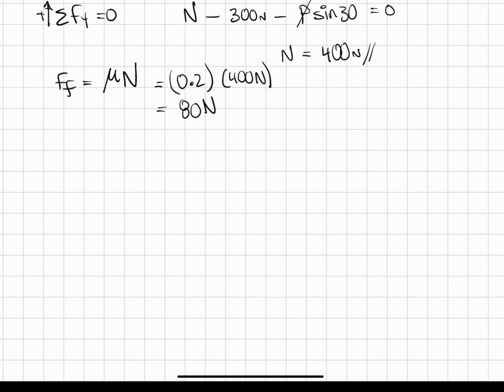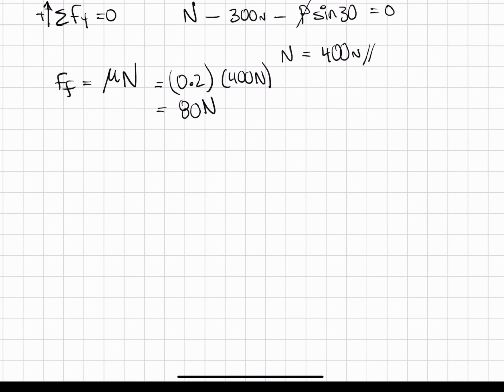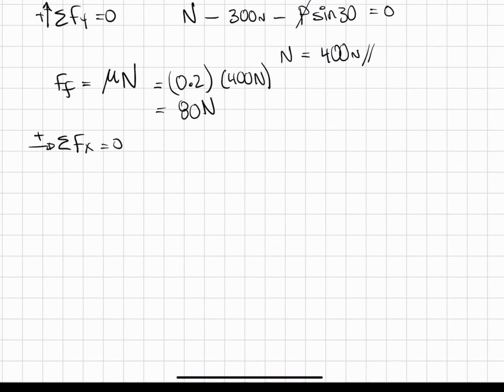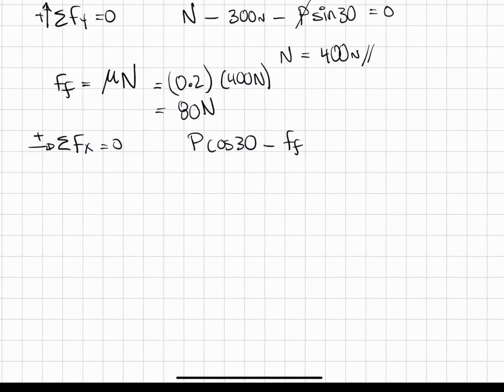Okay, so we've done all the vertical analysis that we needed to do. Now we could do horizontal analysis. So again, sigma Fx is equal to 0. We choose a direction that's positive. In this case, I chose right to be positive. I have my external force, P cosine 30. I have my friction force in the opposite direction.